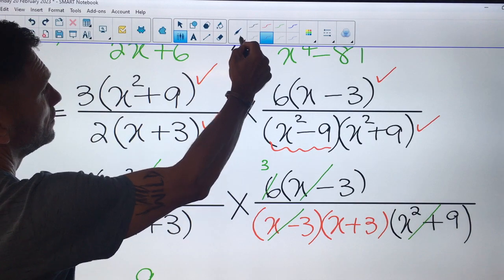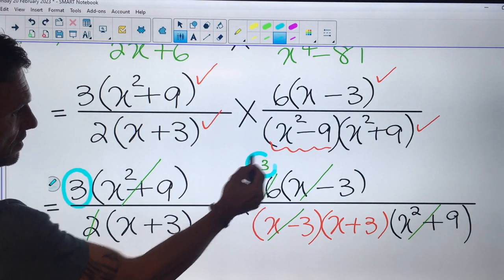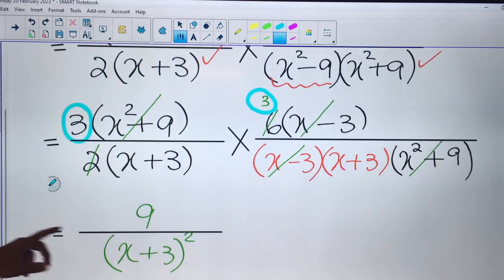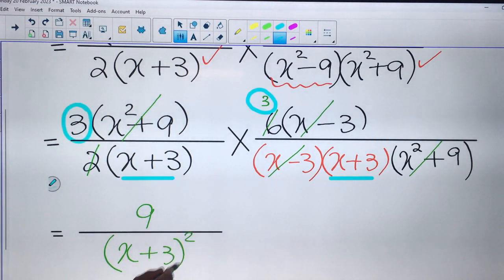Let me just use some highlight here. We are left with a 3 and a 3. So 3 times 3 is 9. At the bottom we have this bracket and then the same bracket, so that is x plus 3 squared.